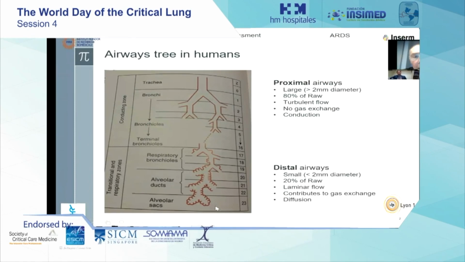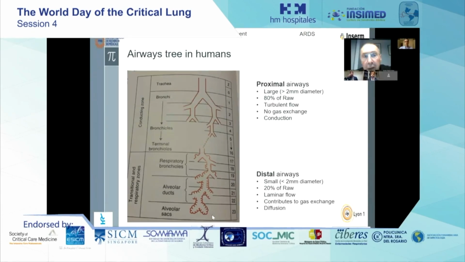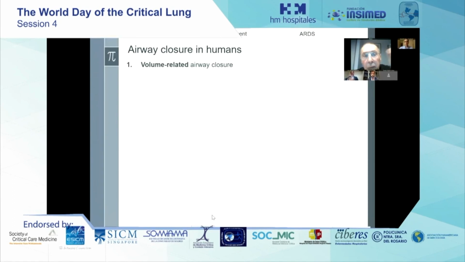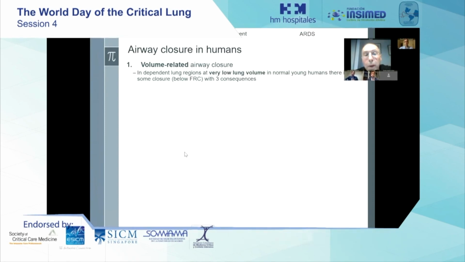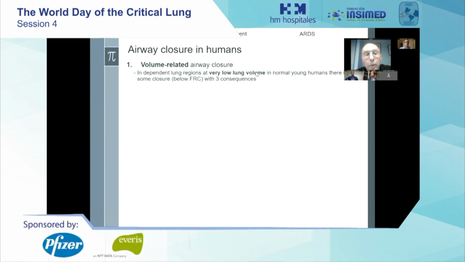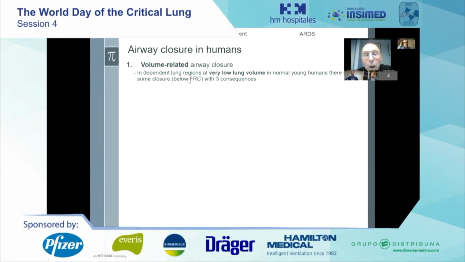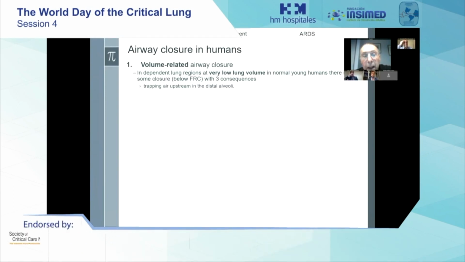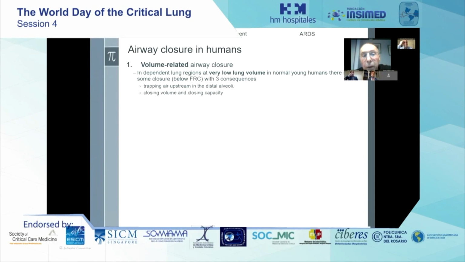So at any location of this organization, the airways can close through two mechanisms. The first is a volume-related mechanism through which the airways can close, even in normal young humans. But at very low lung volume, in independent lung regions, when you are below FRC, during expiration, airway may close. And there are three consequences of that. The first is the trapping of airway upstream the distal alveoli. There is a closing volume and a closing capacity which is going to happen.